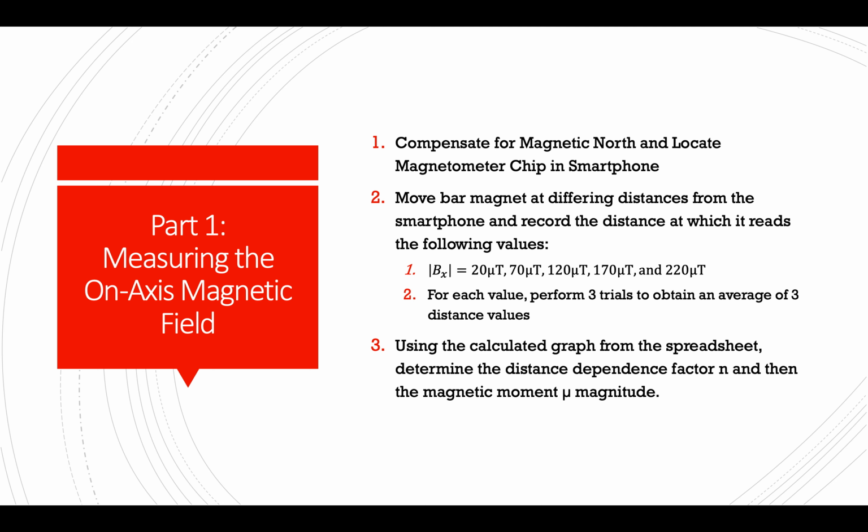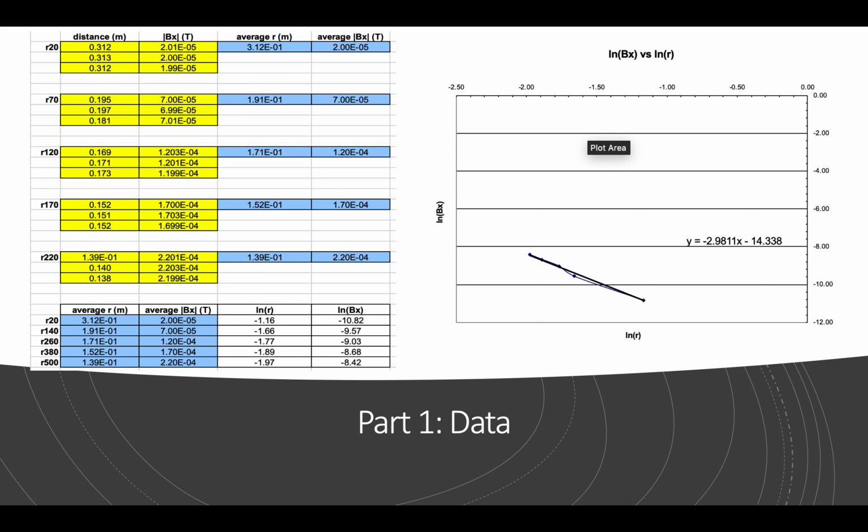In part 1 of the experiment, we first had to compensate for magnetic north and locate the magnetometer chip in our phone. Then, the bar magnet was placed at differing distances to produce a determined x component value for the magnetic field, and the distance was recorded. After performing 3 trials for each value, the spreadsheet produced a graph, which could be used to determine the necessary calculations. The spreadsheet of my data is to the left, in which all the yellow boxes include my typed-in data.